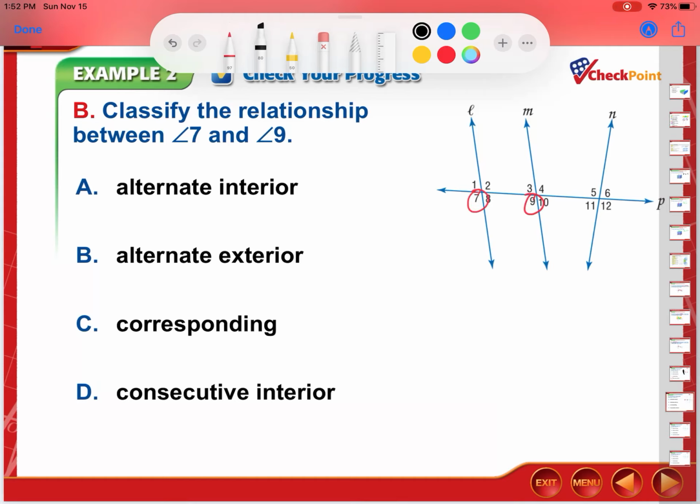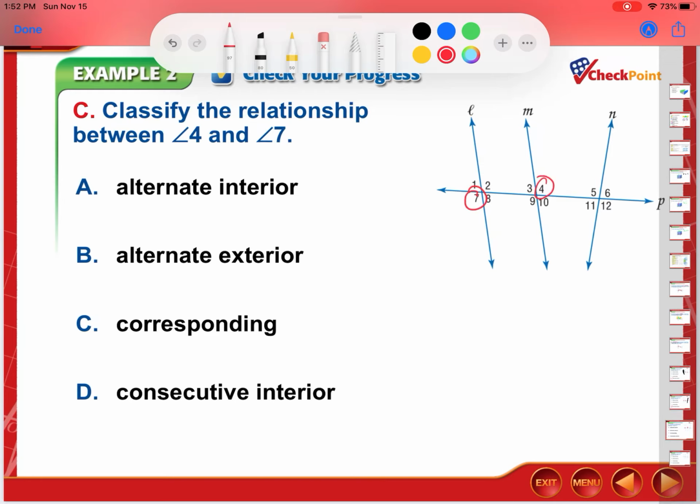Angle 7 and 9. So this time, our one that's not really being used is over here on the right side, so I would just cut that out once again because it's just additional information that can mess us up. So angle 7 and angle 9, I can see that they lie on the same side of the transversal again. However, these are both in the lower left-hand corner, so I would say that these are corresponding since they share the same relative position to each other. They're both in that lower left-hand corner.